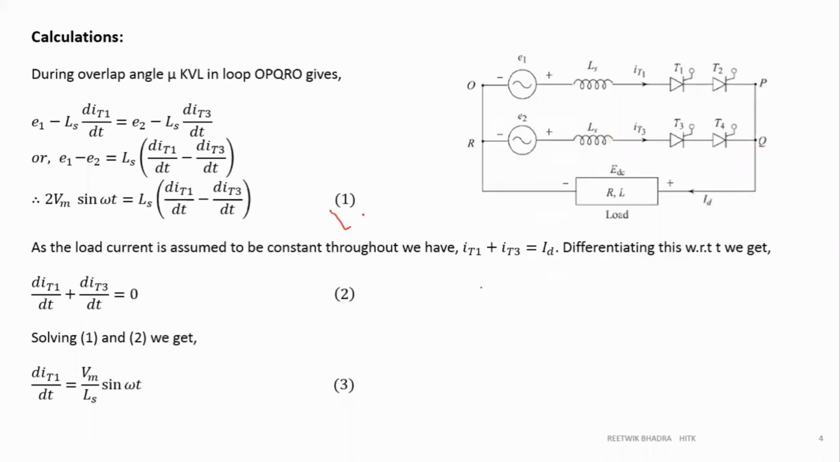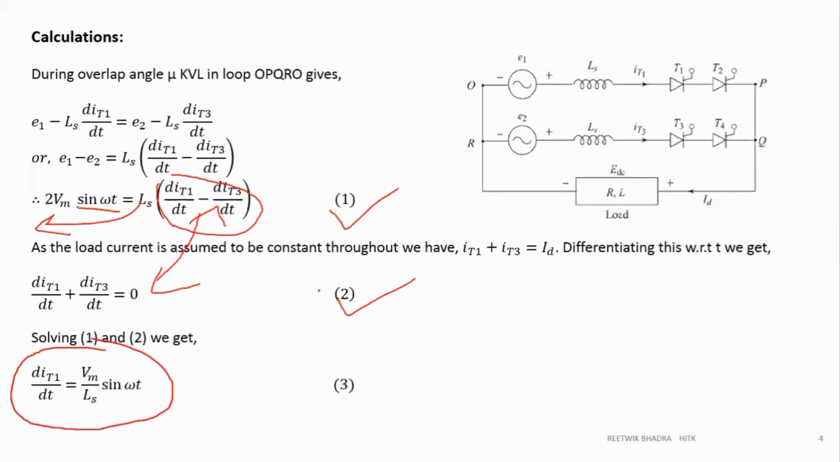Now, you have this equation 1, you have this equation 2. Can you solve them as simultaneous equations? I am leaving it up to you. You have diT1/dt minus this one equal to 2Vm by Ls sin omega t. Add this to diT3/dt, and you get 2 diT1/dt. This 2 cancels out and you will get this one. So using 1 and 2 by simultaneous equations, or adding 1 and 2, you will get this equation. You just try it on your own. I am leaving this up to you.